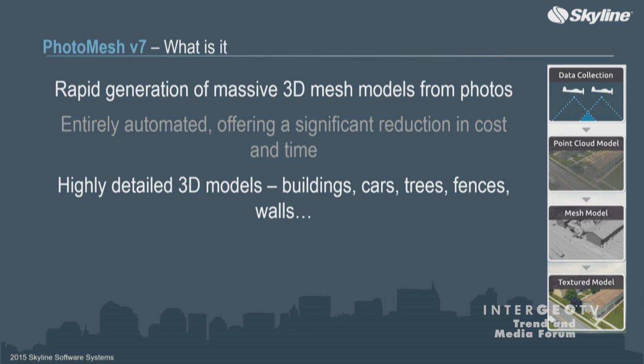So first of all, what is it? PhotoMesh can generate 3D models automatically from photos taken from the air, from the ground, and from other ways. And it can actually generate very accurate 3D models from those photos. So you get to see all the details. This is very different from the traditional way of creating 3D models. You actually get all the small details of trees and fences and cars, everything else that's in the imagery.